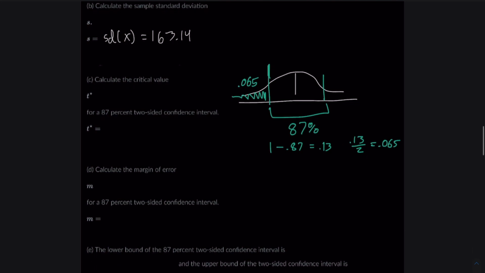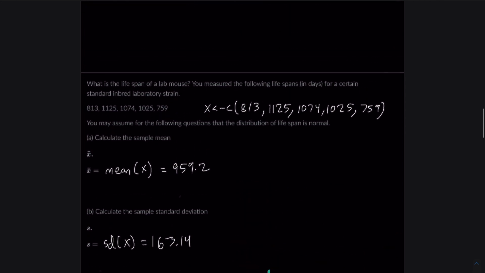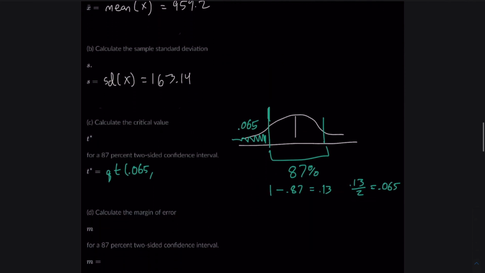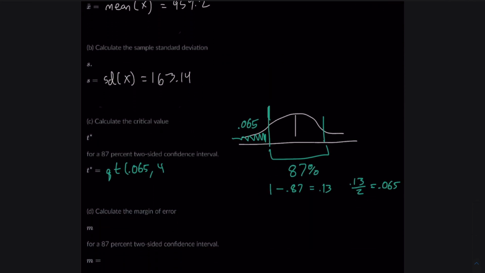And so now the command in RStudio would be qt of 0.065, and then our degrees of freedom here, which would be what? So we have 5 total observations, so degrees of freedom equals 5 minus 1 equals 4. So we would do 4 right here, and this would give us our answer for this part of the problem. And so this gives us 1.9, and that means that negative 1.9 and 1.9, those are the amount of standard deviations away that our variable is going to be here.